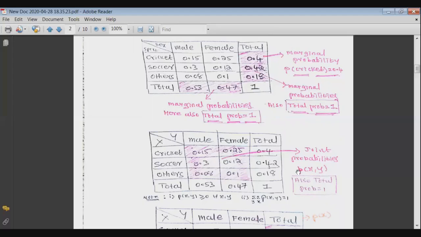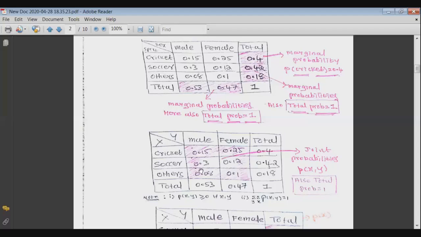That is, P of xy means it is the probability that the random variable capital X takes the value small x and the variable capital Y takes the value small y. These are called joint probabilities, meaning the probability that capital X takes the value small x and capital Y takes the value small y. Again, the total of the joint probabilities is 1, or we can say that the sum of the joint probabilities equals 1.